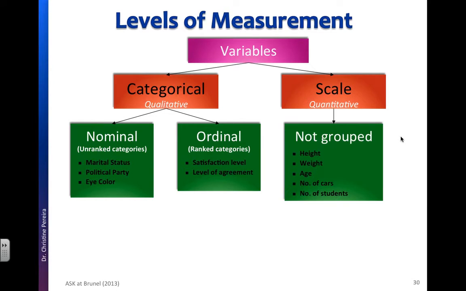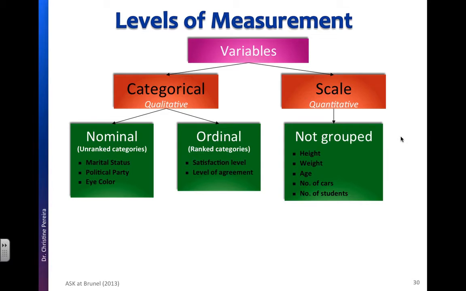Now, scale is anything that's not grouped. So, for example, if I ask people how old they are and they write in their age, I'm 23, I'm 18, I'm 21, that is not grouped, it's scale. However, if on my questionnaire I say, how old are you, and I have groups, 18 to 24, 25 to 30, 31 to 35, etc., I've now grouped the data. I no longer have scale data.